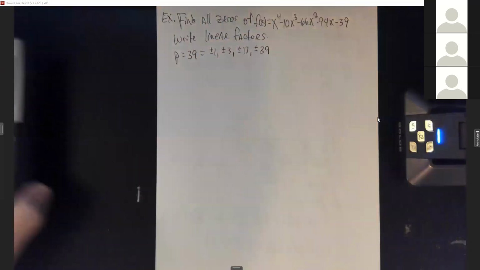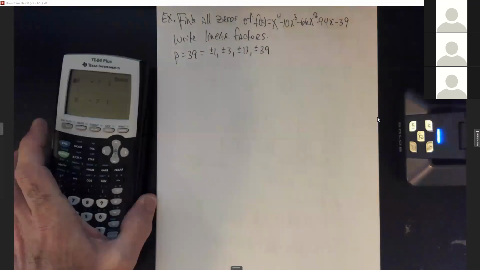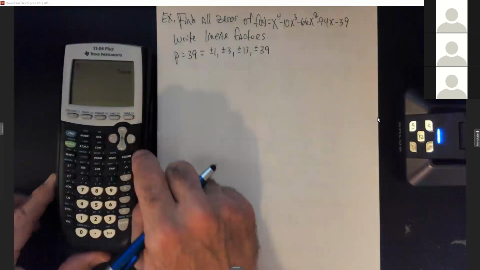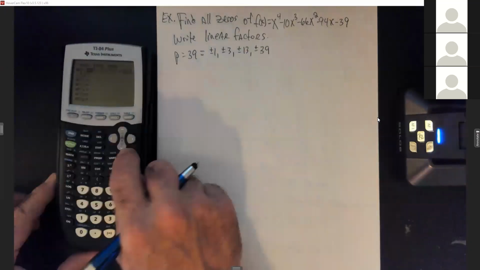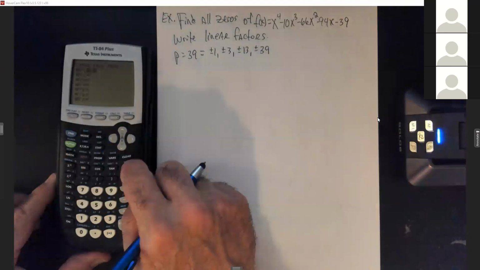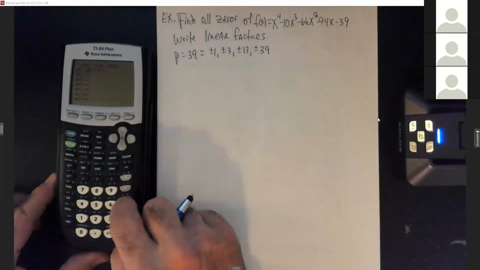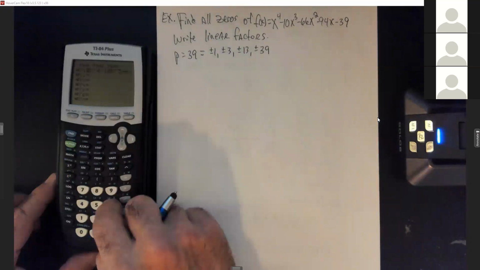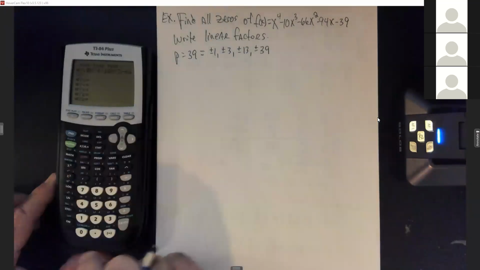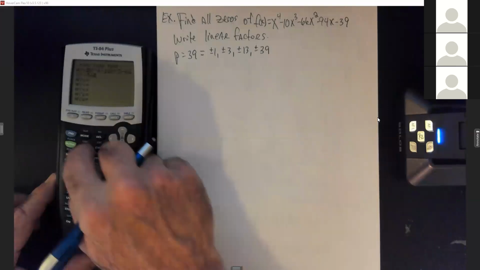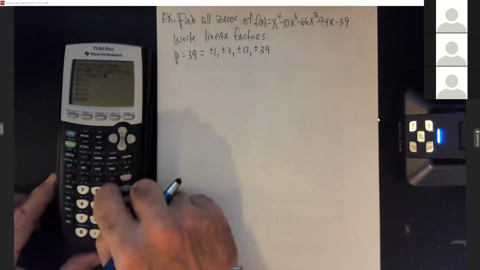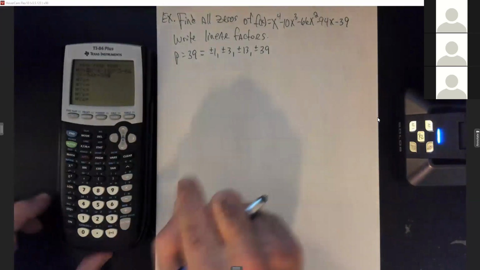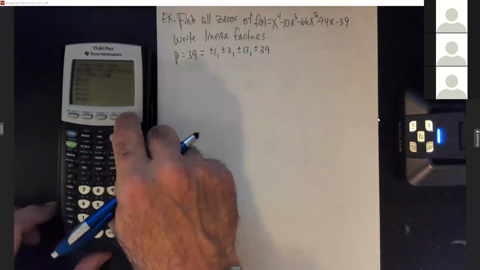And once again, I don't want to have to do a lot of synthetic division. So I'm just going to graph this in my y equals. So let's see, I got x to the 4th minus 10x to the 3rd minus 66x squared minus 94x minus 39. Whoa, them get long sometimes. All right, so we want to see where this is crossing the x-axis when I hit graph.